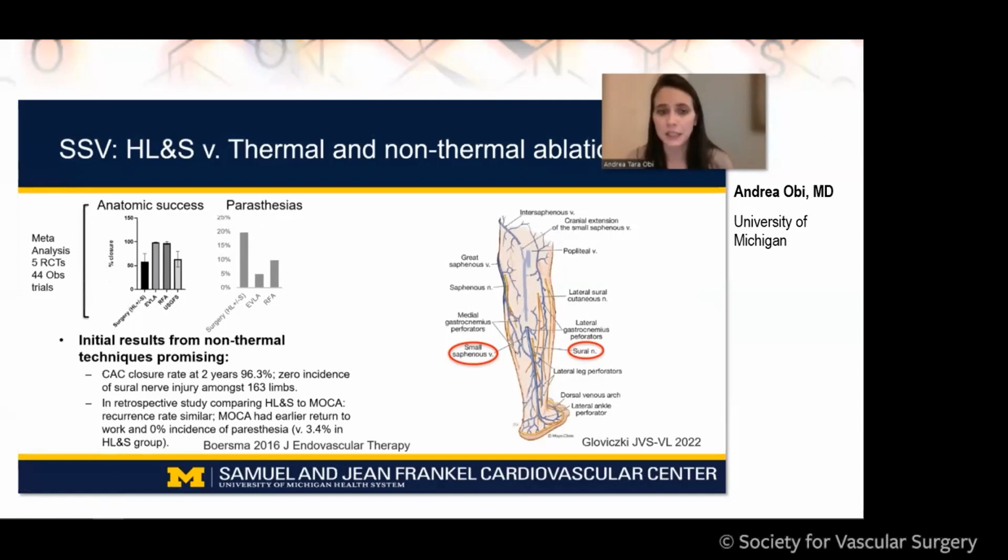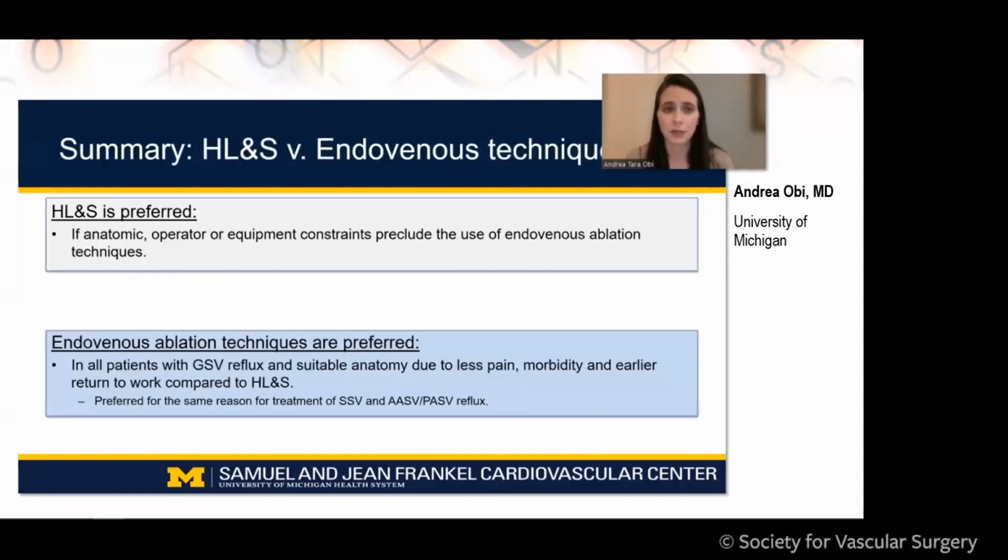We know that the initial data seems to be promising. For instance, cyanoacrylate closure at 2 years is 96%, and in these patients, there was 0 incidence of sural nerve injury. And in another retrospective study comparing high ligation and stripping to MOCA, patients who underwent MOCA therapy had earlier return to work and a 0% incidence of paresthesia compared to 3.4% in patients undergoing high ligation and stripping.